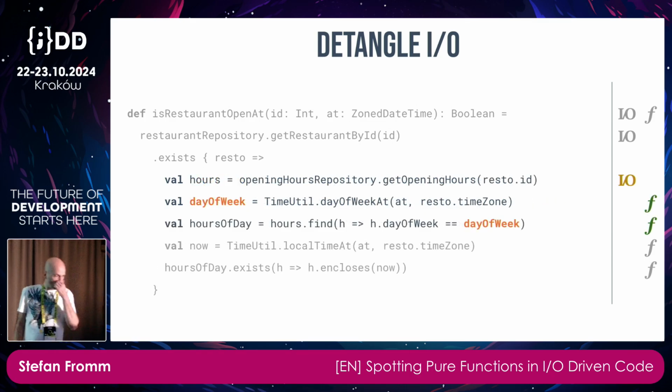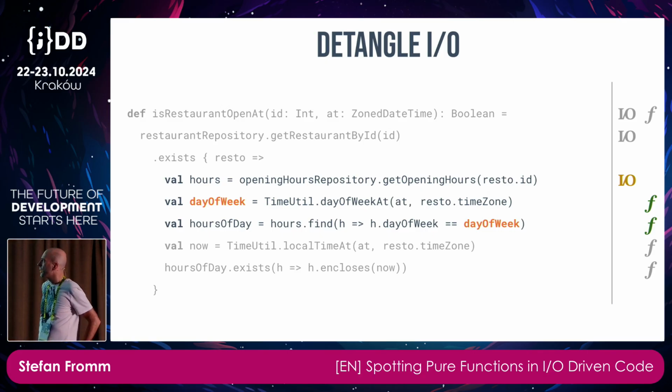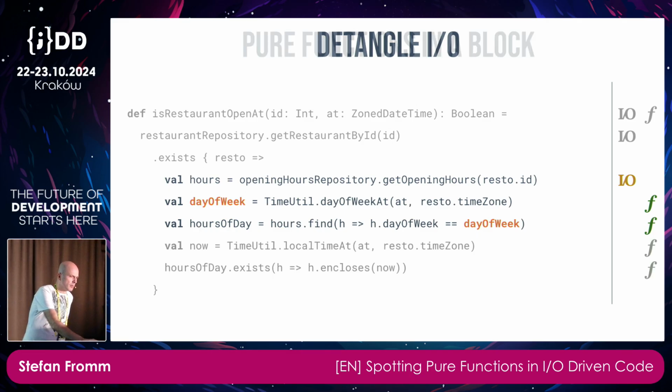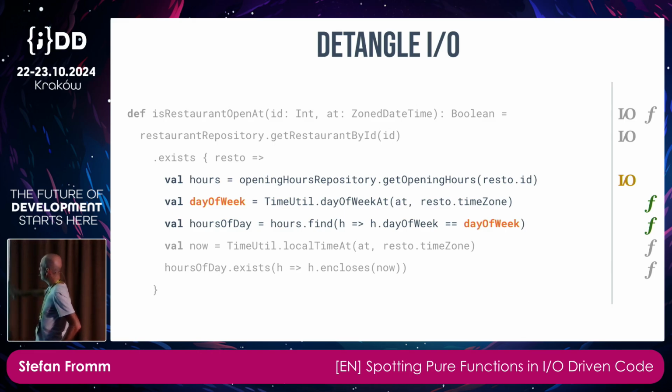Having this, I get a list of opening hours. After that, I calculate the day of week like before, and in the third step, I do the filtering in my application. I have a list of opening hours, call the method find, and pass in the day of week to the predicate lambda. So now I have I/O at the top and pure functions at the bottom. Looks already a bit better.